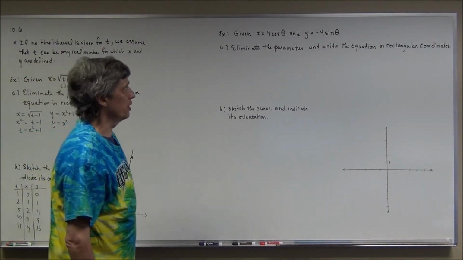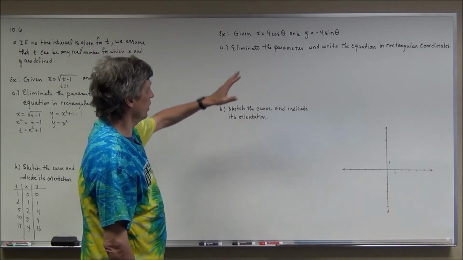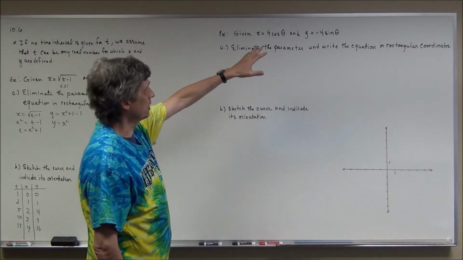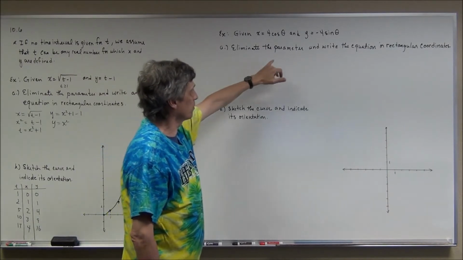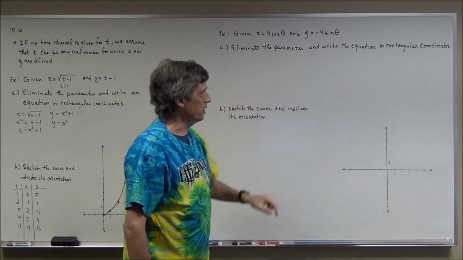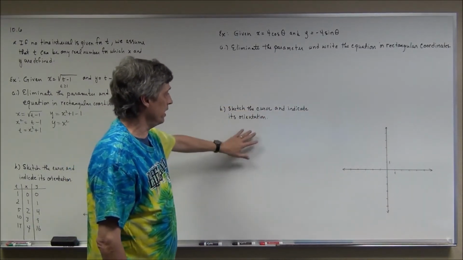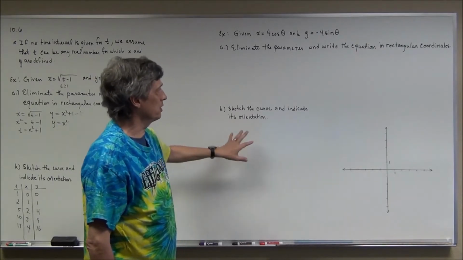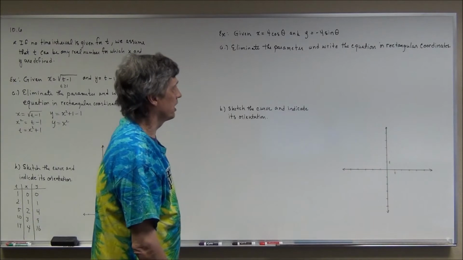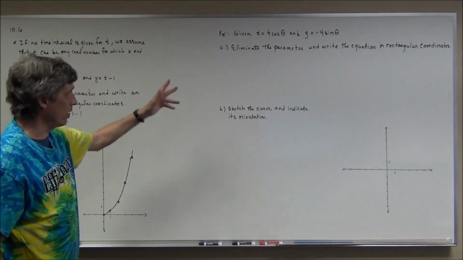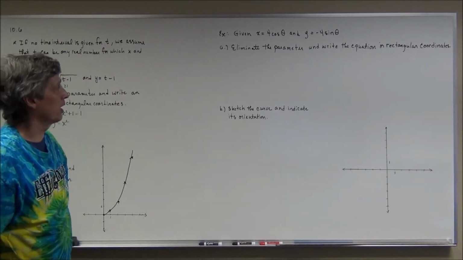And what we're going to do here is very similar to what we just did. We're going to first take this pair of parametric equations. We're going to eliminate the parameter, and we're going to write the equation in rectangular form. But then we're going to graph it using a double T chart and graphing the points there, even though the equation that we get in part A is going to look pretty familiar, I believe.